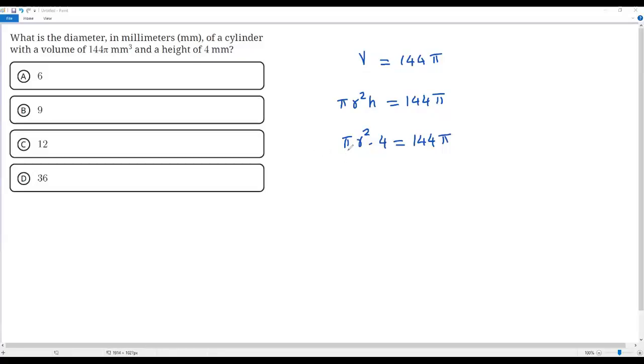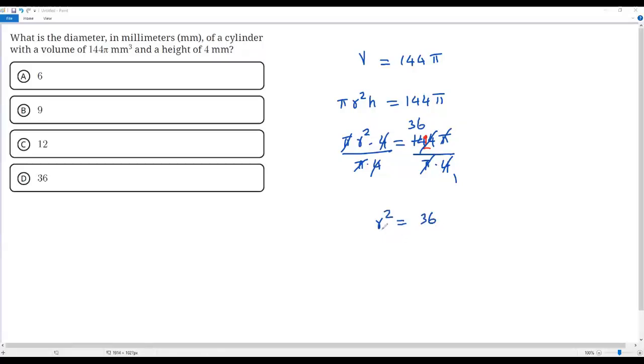Okay, to solve for r, I have to get rid of this pi and 4. So I divide both sides by pi times 4. When I do so, this pi will cancel, this 4 will cancel, and pi will cancel. This 4 goes into 4 one time and 4 goes into 14 3 times. That is 3 times 4 is 12, and I have 2 left in 14. It has to be taken along with the next digit, and it becomes 24. 4 goes into 24 6 times. That is 4 goes into 144 36 times. So I get r square equals 36.